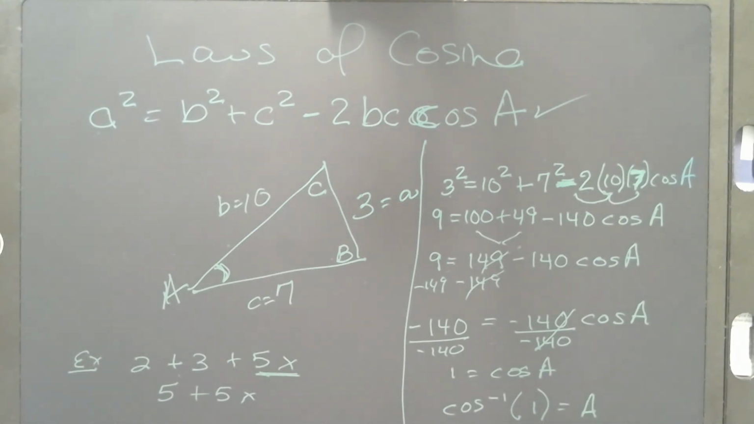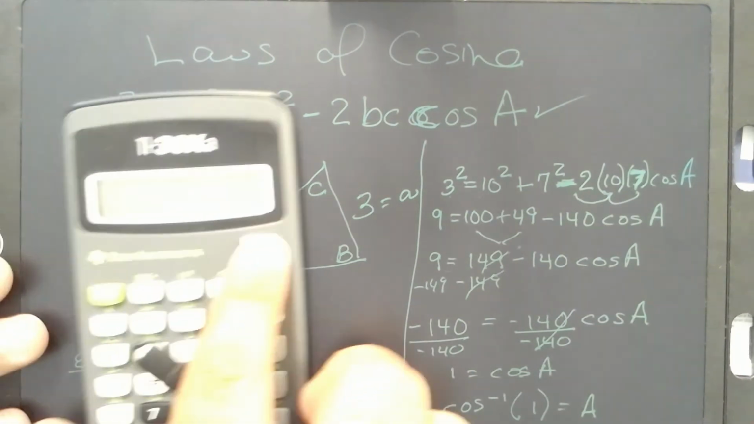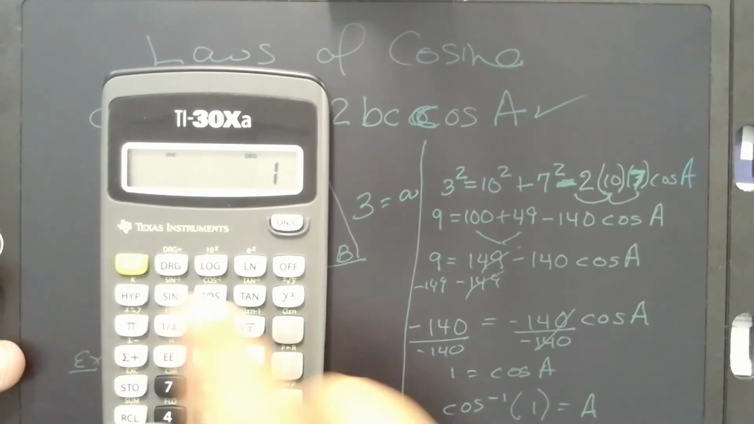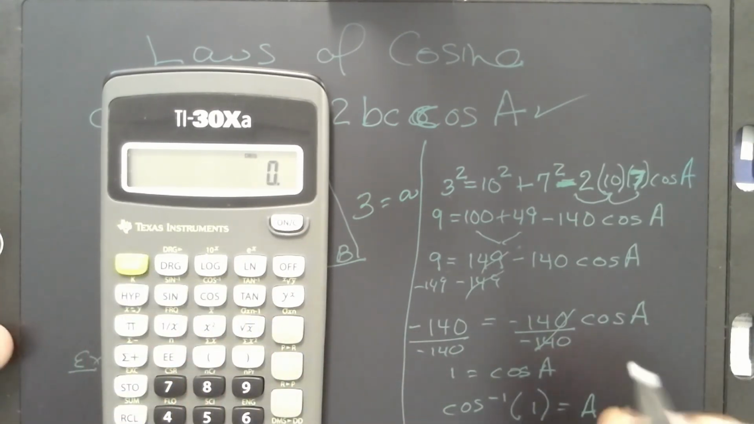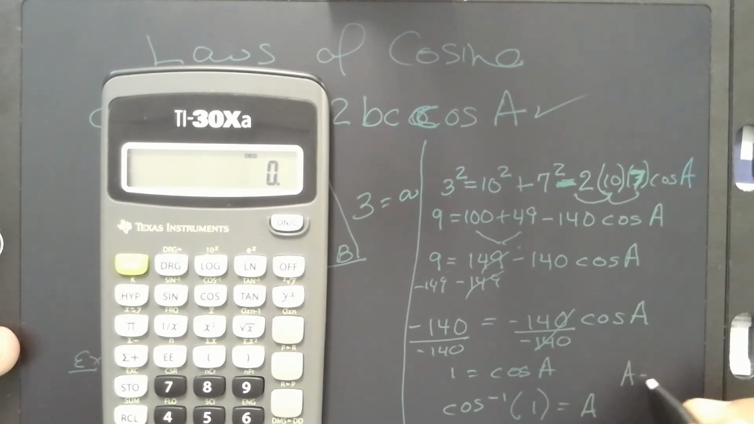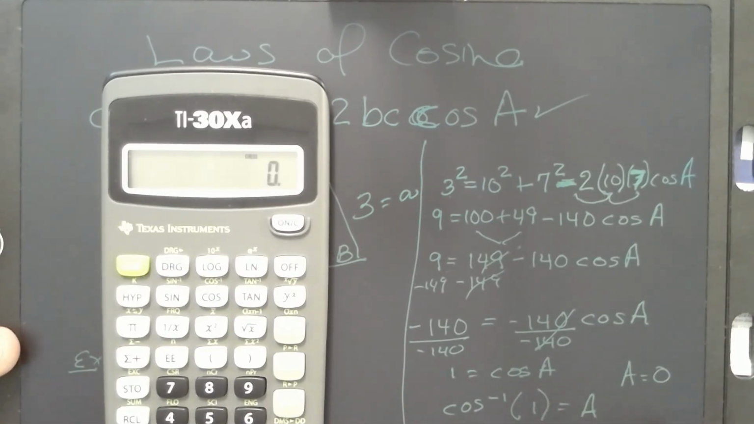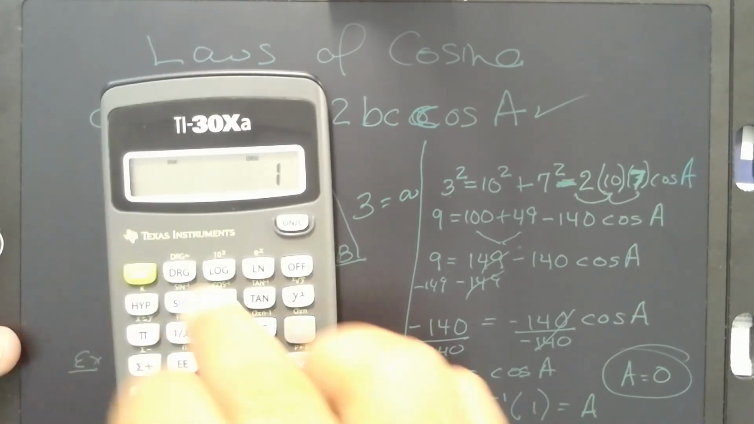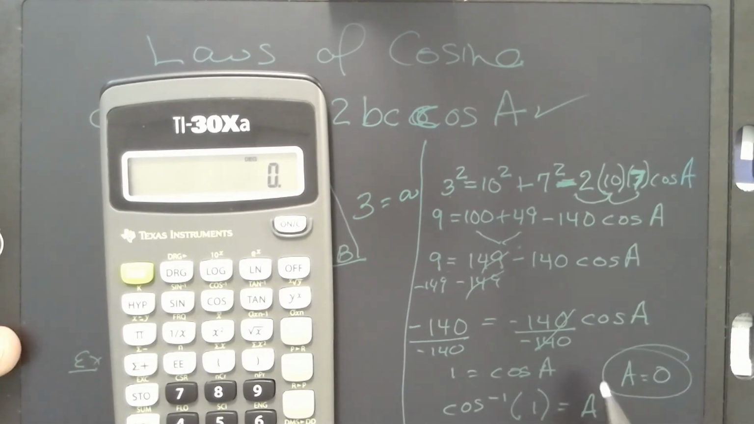Like I said, I made these numbers up, so I'm not sure what it's going to give me. Just one second. It's actually 0. I didn't want that. This is a bad example here. So cosine inverse of 1 is just 0. But pretty much, this is how you do it.